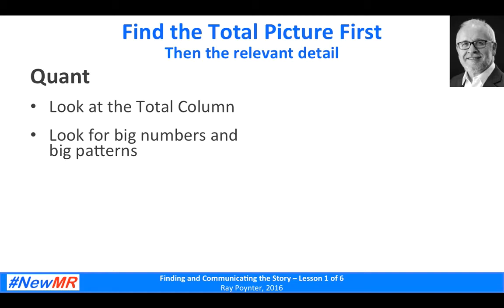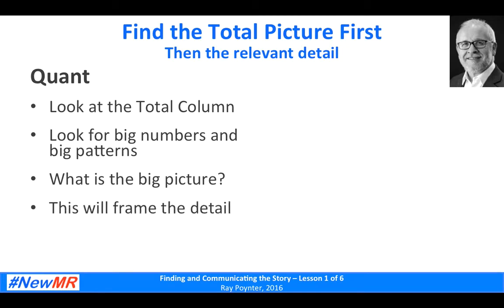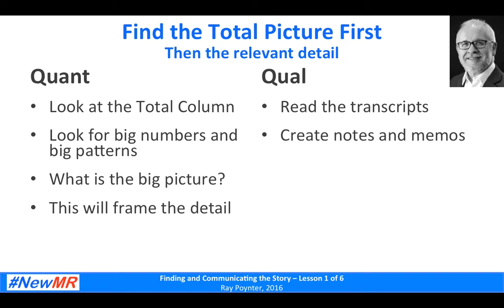Usually it's not. We're looking for this one is 60% and that one is 30%. Now we're looking for things that are interesting. That often means reorganizing the data in order to let the big story come out. Once we've found what the big picture is, that will frame the detail and we can move on to find out those nuanced features.